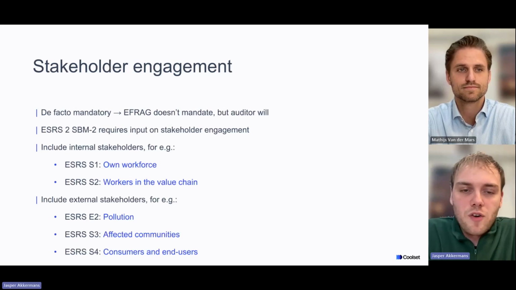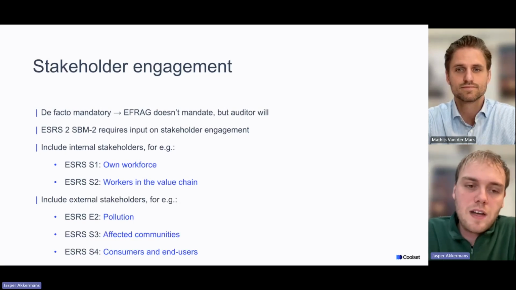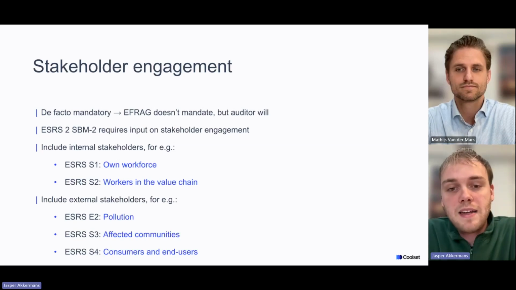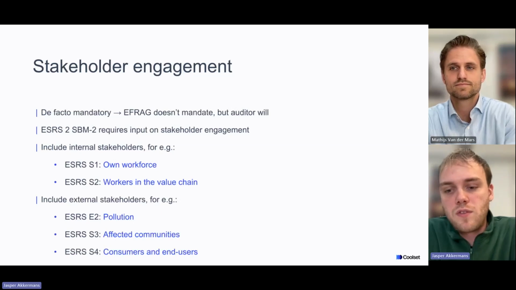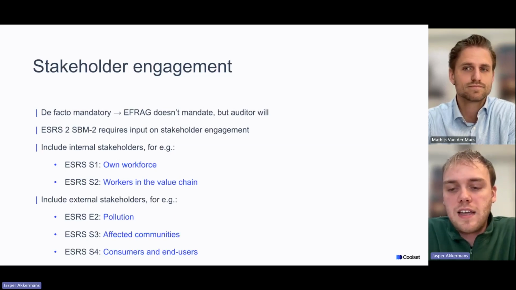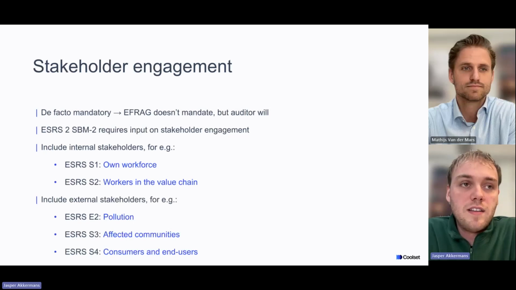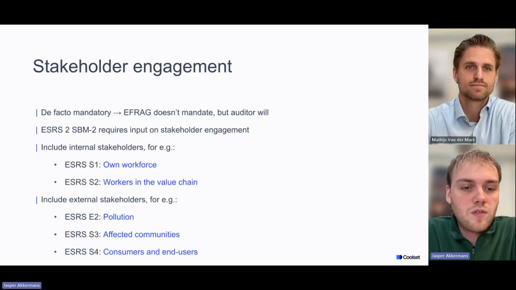Then to start with stakeholder engagement. Stakeholder engagement forms an essential element of the research phase of the double materiality assessment. And I wrote that it is de facto mandatory. Why de facto? Because EFRAG doesn't explicitly mandate it, but they do put a lot of emphasis on it. And at the end of the day, the auditor who goes through your double materiality assessment, once it's done, will require that you've done your due diligence. A key element of this is to consider the stakeholders involved in your operations, but also in your supply chain. There are two types of stakeholders: internal stakeholders and external stakeholders.